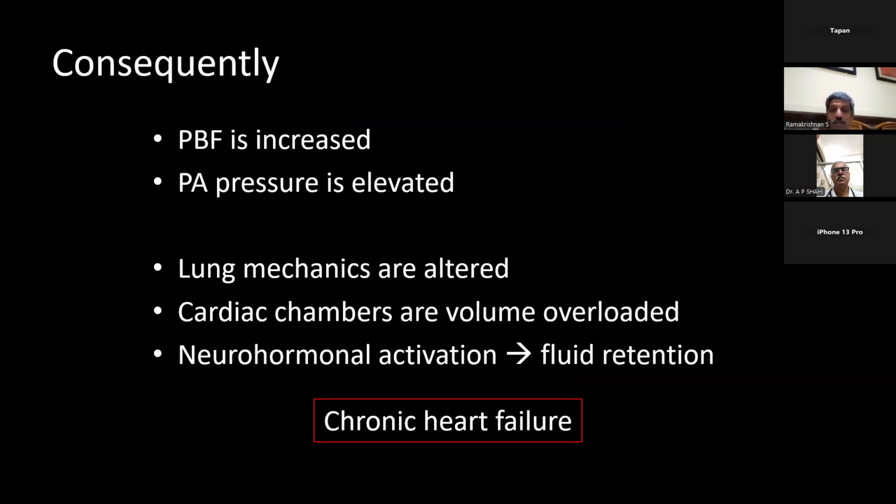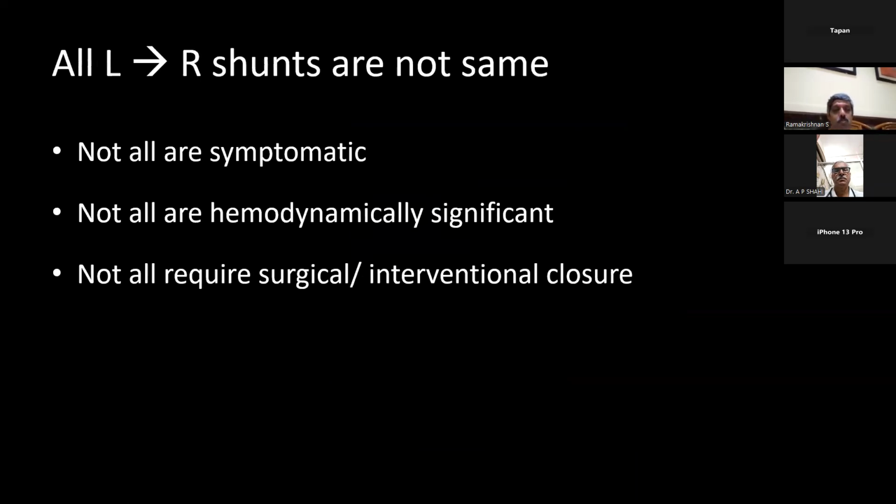So there is neurohumoral activation and there is fluid retention, leading on to heart failure and then failure to thrive. So all left-right shunts are not the same. Not all are symptomatic, not all are hemodynamically significant, and definitely not all require surgical or interventional closure.